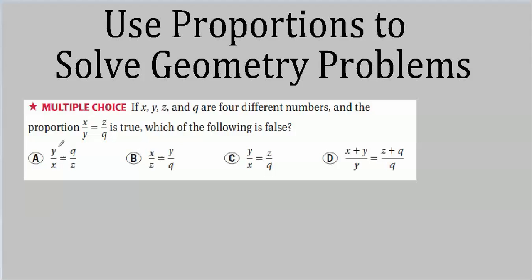This one's okay because we just inverted both of them. This one's okay because we interchange the means. This one's okay because we added the denominator to the numerator on each side. But this, here we have an inverse, and here we have the original, and that's no good. So this will be our false choice.